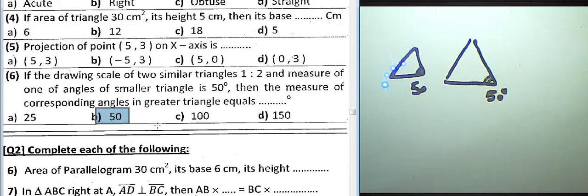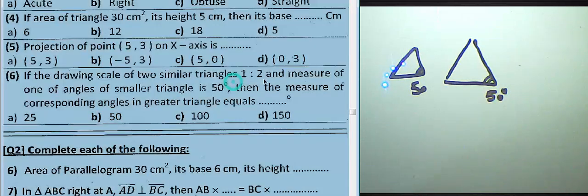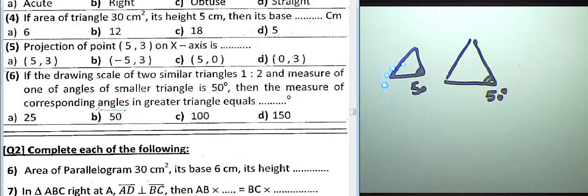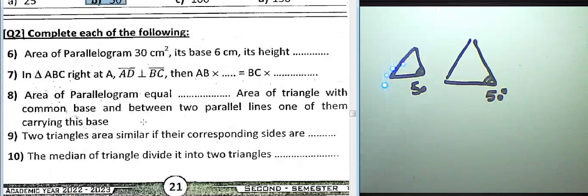He gives us the drawing scale of two similar triangles 1 and 2. Okay, because we have two similar triangles. Similar means each two corresponding sides have a ratio between them, and each corresponding angles are equal in measure. So the result will be 50. Don't change the sign here or the angle, okay? Because each corresponding angles are equal in measure.